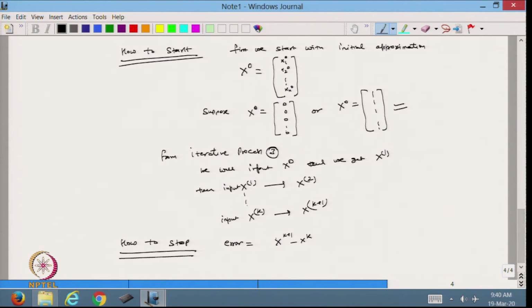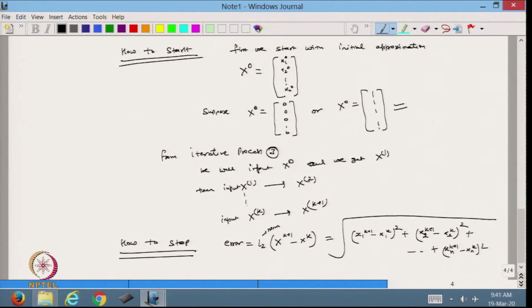After getting this value, which is a vector, I will take the L2 norm. L2 norm is the same as the Euclidean norm. So, I will compute (x1 k plus 1 minus x1 k) square plus (x2 k plus 1 minus x2 k) square and so on, up to (xn k plus 1 minus xn k) square, and then take the root.